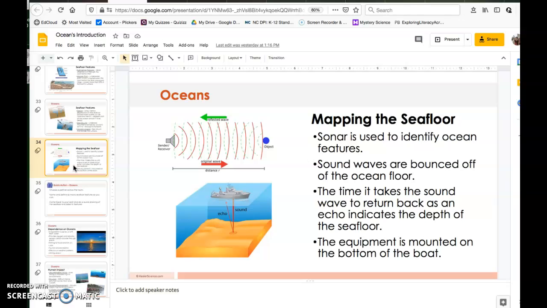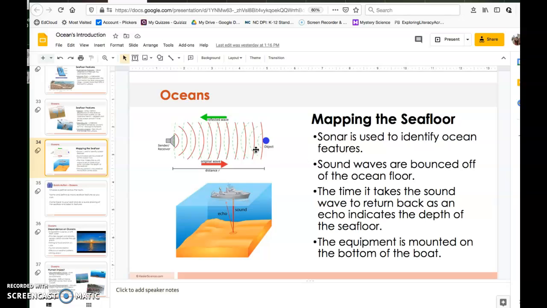Mapping of the seafloor. So we map the seafloor using sonar. The sonar is used to identify ocean features. So basically it's a sound wave that is shot out down into the ocean, and then it bounces off the ocean floor and comes back. The time it takes for the sound wave to return as an echo indicates the depth of the seafloor. So if it takes a really long time, then the seafloor is really, really deep. If it doesn't take as long, that means it's not as deep.